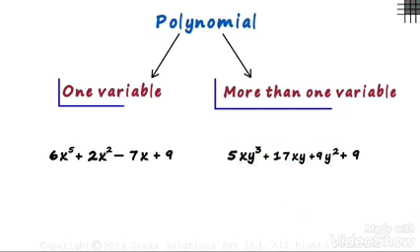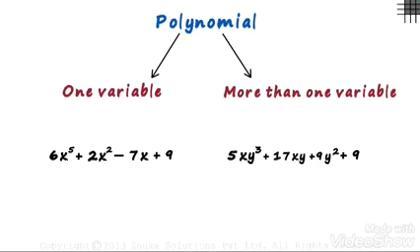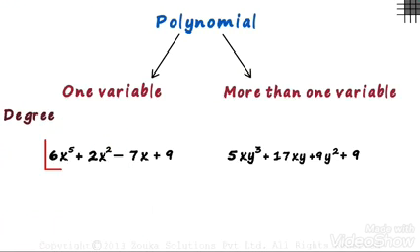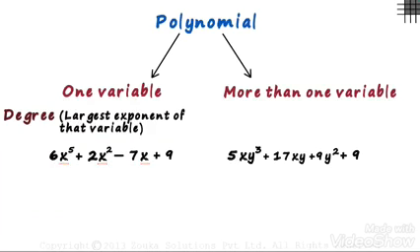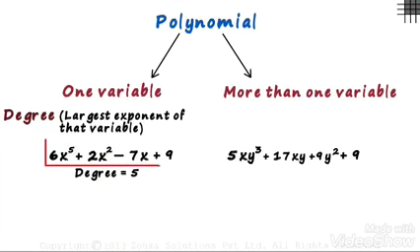So what about these two categories? Why did we form them? It is for the concept we will look at in this video, the degree of the polynomial. In the first category, where we have just one variable, the degree is the largest exponent of that variable. Here, 5 is the largest exponent, which tells us that the degree is 5. The degree of this polynomial is 5.